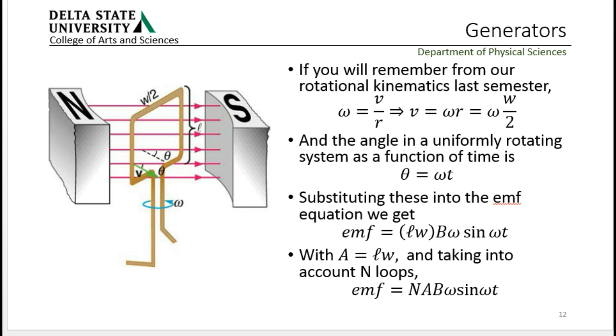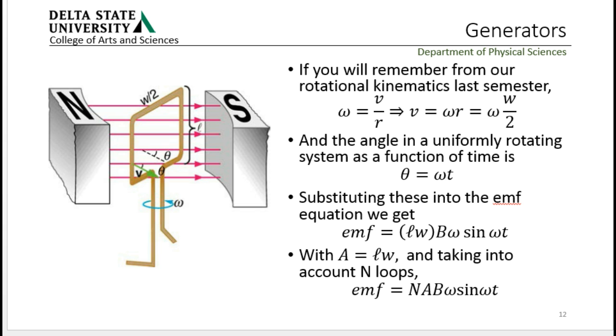From rotational kinematics, the rotational velocity omega is V over R, so V equals omega R equals omega times W over 2, since R is the width of the loop over 2. And the angle in a uniformly rotating system as a function of time is theta equals omega t. Omega is the rotational velocity, t is time, so omega t gives us how far around we've rotated. If we substitute these back into the EMF equation, we get that the EMF is the length times the width times B times omega times sine omega t.